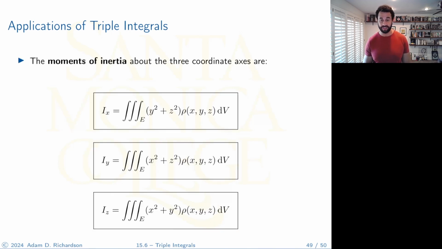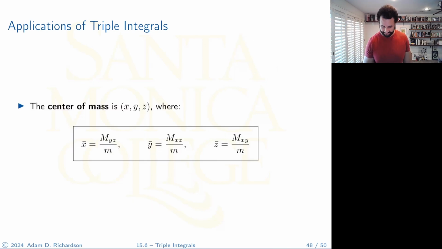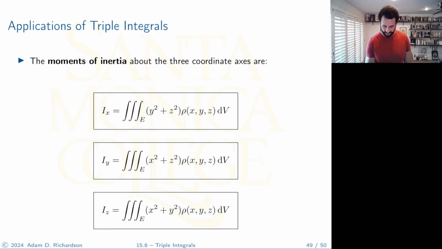Similarly, you can get the moments of inertia. So the moments of inertia about the three coordinate axes are given by this. I sub x is equal to this. Again, because you're basically going to the x-axis. So if you're going to the x-axis, your distance is going to be in terms of y squared and z squared, right? It's like, what's the distance from there to the x-axis? The square root of y squared plus z squared, right? That's what's happening right here.